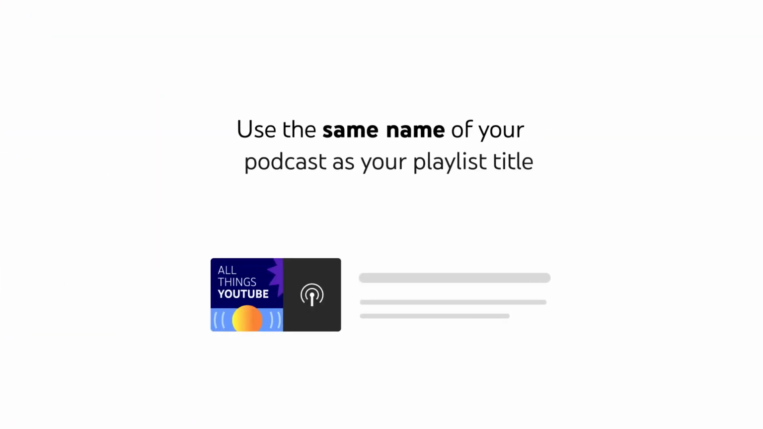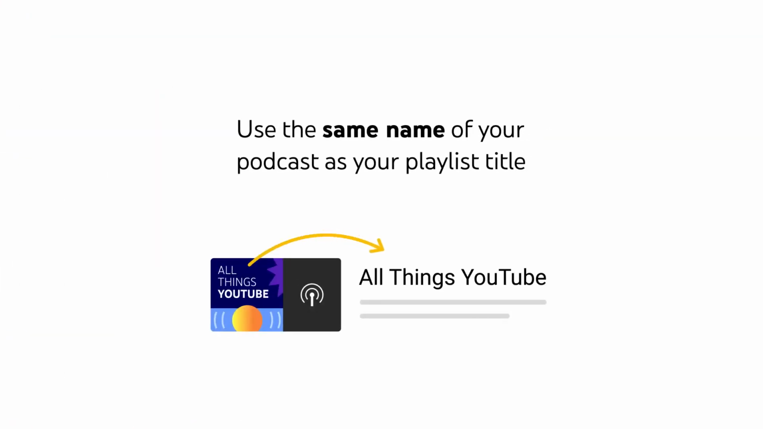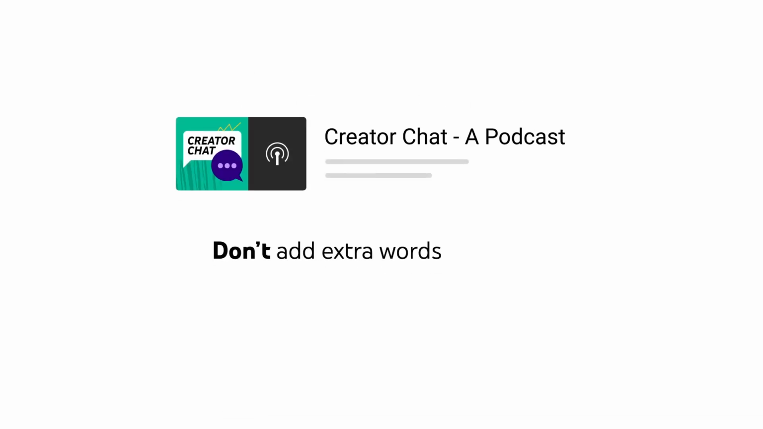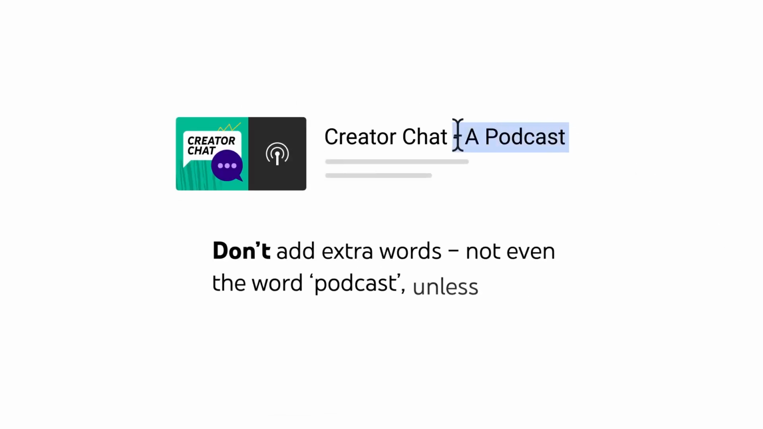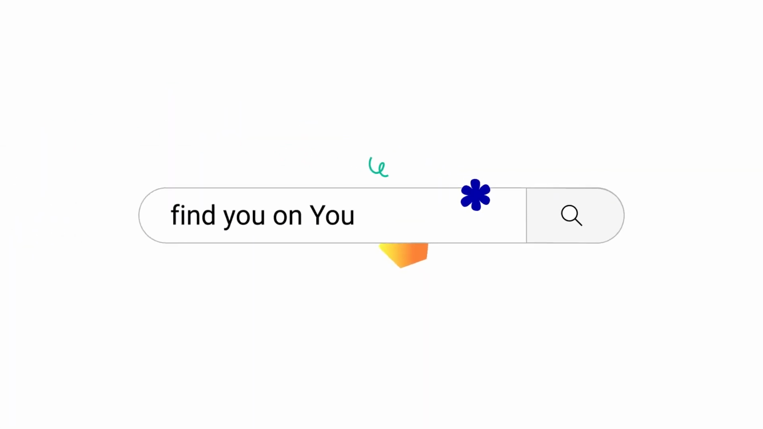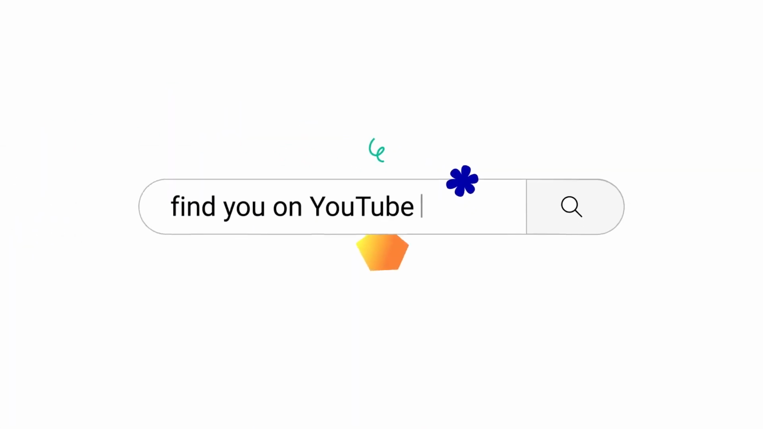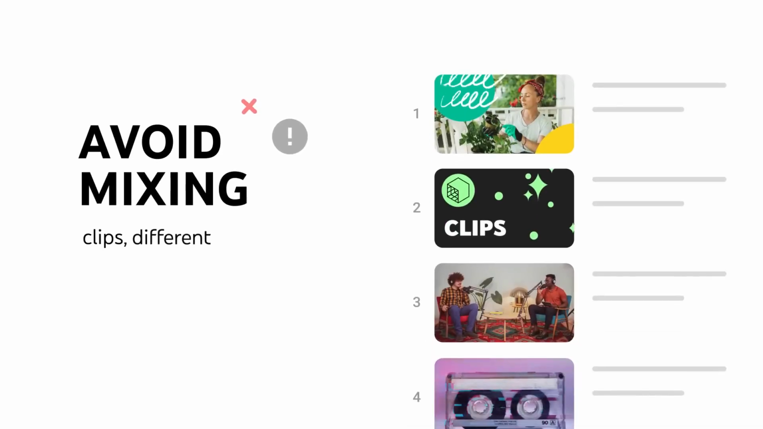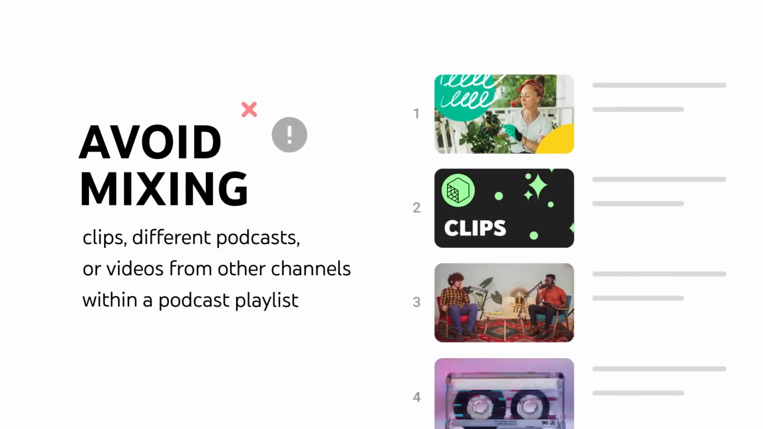Next, use the same name of your podcast as your playlist title. Don't add extra words, not even the word podcast, unless it's part of your show's name. This makes it easier for your audience to find you on YouTube. Also, avoid mixing clips, different podcasts, or videos from other channels within a podcast playlist.